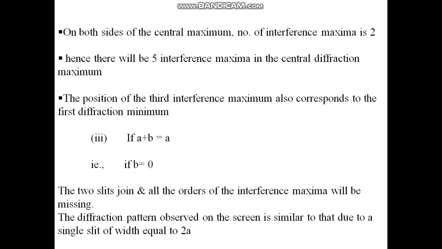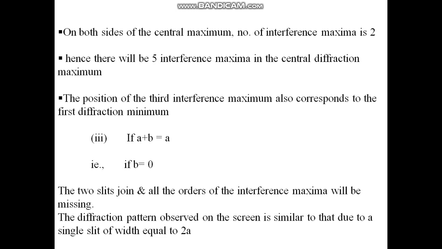On both sides of the central maxima, the number of interference maxima is 2. Hence, there will be 5 interference maxima in the central diffraction maxima: 1 in the center and 2 on each side of this central interference maxima. So total 5 interference maxima in the central diffraction maxima. The position of the 3rd interference maxima also corresponds to the first diffraction minimum.